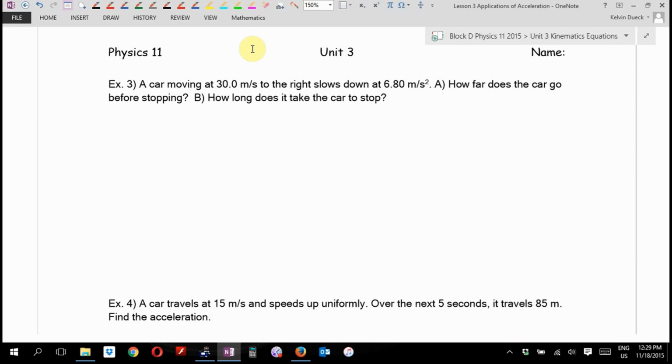There are 2 things that I should underline, 2 phrases that I should underline in this question that are important. Can anybody see them? Connor. Slows down. What's that going to tell me? Negative, sorry. Put a negative in front of the acceleration right now so you don't forget. You might even just go like this for part A: A equals negative 6.8, just so you don't forget. Whatever it takes. What's the other key word?